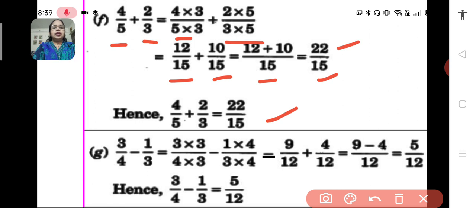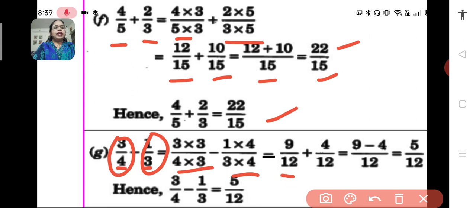Problem G. Here we have a subtraction problem. 3 upon 4 minus 1 upon 3. So, here also 4 and 3 have common factor 1. So, their LCM will be their product. So, what do we do? We multiply this fraction by 3 and this fraction by 4. 3 upon 4 is multiplied by 3 and 1 upon 3 is multiplied by 4. So, what do we get? 3 3s are 9 and 12.